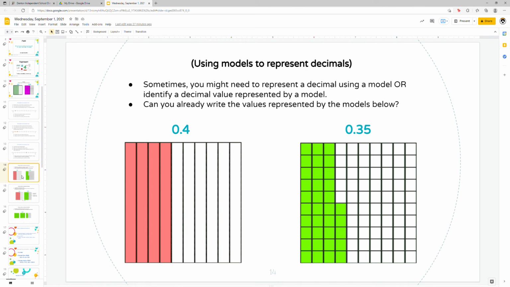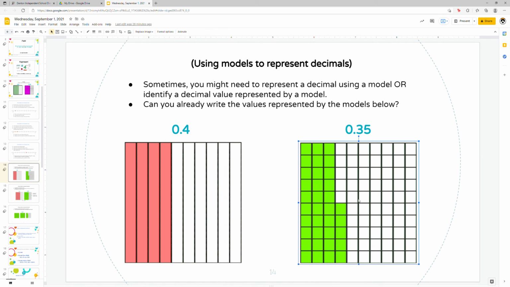Let's switch things up a little bit. Let's use models to represent decimal values. Sometimes you might need to represent a decimal using a model, or identify a decimal value represented by a model. Can you already write the values represented by the models below if you had not seen those numbers on screen? If you can, awesome. If not, let's talk about it. The model on the left is tenths, right? Those are full columns, so each one is a tenth. There are 10 of them making up one whole. There are 4 of them shaded in, so I'm showing or representing that I have 4 tenths.